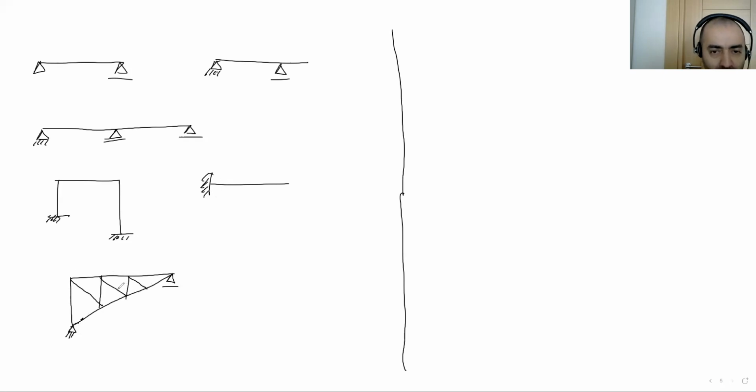These are some examples for the frame systems. By the way, there are a few examples here. Gerber beam, which is a beam like this. Maybe you can hear this one in your professional life. That's why I'd like to show you what it is.